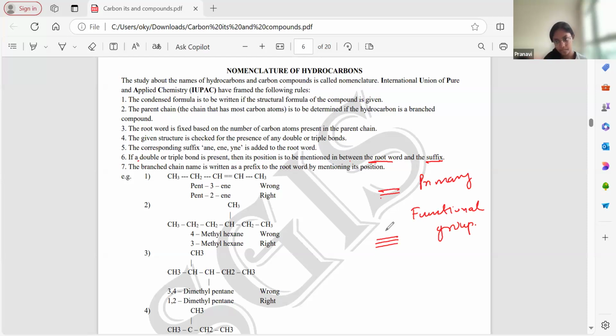Now, if a double or triple bond is present, then its position, whether it is at the first carbon, second carbon, or third carbon, is mentioned in between the root word and the suffix. This is your root word, and suffix means your substituent, if any is present. Could you give me an example? Yes, we are going to see the example. The branch chain name is written as a prefix to the root word by mentioning the position.